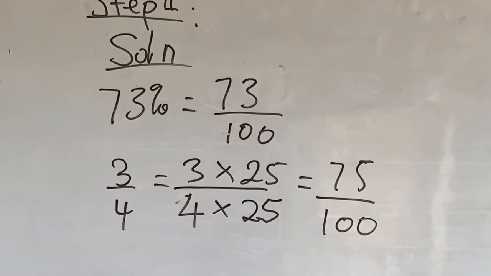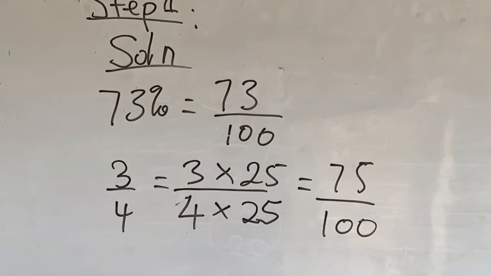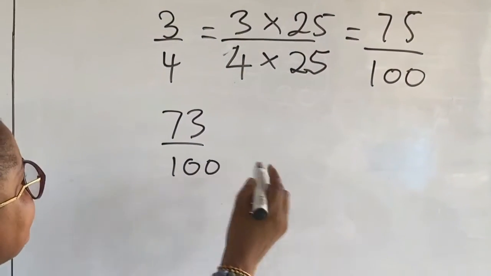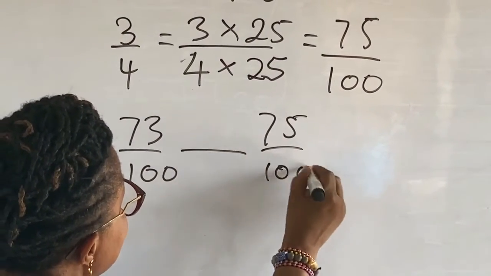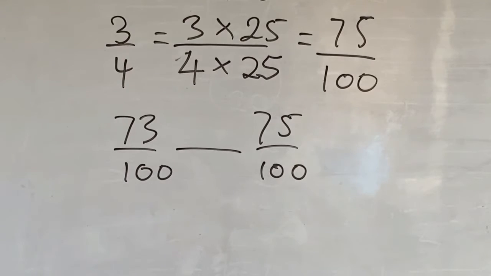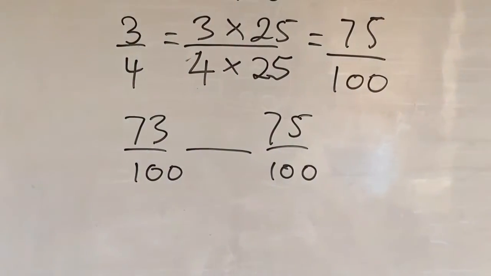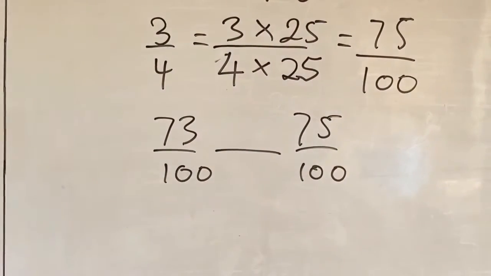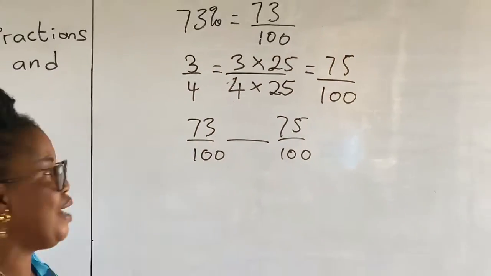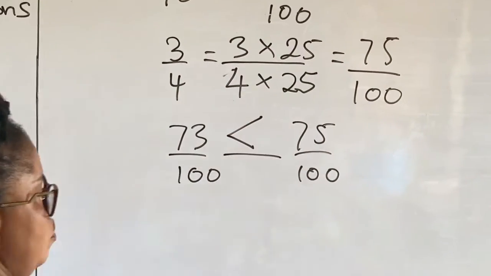Now, these two fractions, all of them have 100. So we can now compare 73 over 100 and 75 over 100. Since the denominators are now the same, we can compare the numerators. So 73 and 75, which one is bigger? It is 75. And as I said earlier, the open end faces the bigger number. So you put in your arrow.